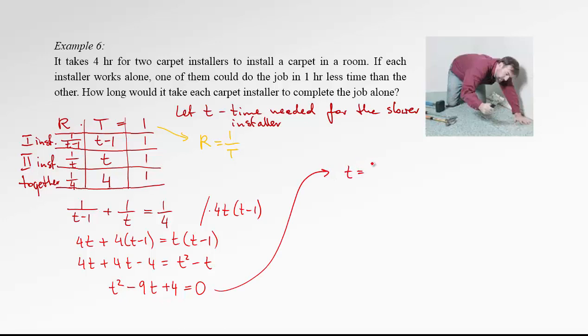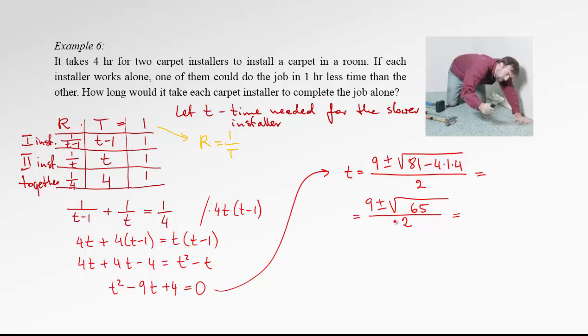Our t would be negative b, which is 9, plus or minus the square root of b squared, which is 81, minus 4 times a, which is 1, times c, which is 4. Everything over 2 times a, so it's just 2. Okay, let's simplify this. 9 plus or minus the square root of 81 minus 16, that's 65, everything over 2. So this time again we are going to approximate using a calculator. The root of 65 is a tiny bit larger than 8.